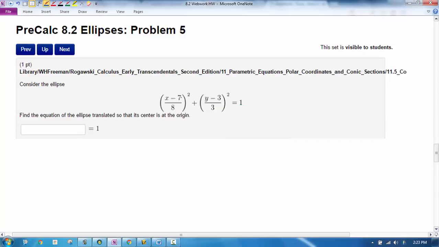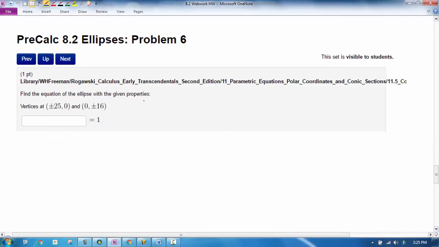Next problem is really easy because it just wants you to move this thing to the origin, so all you have to do is make these zeros. So it's going to be x squared over 8. Actually, I'm sorry, if I'm going to do this the same way, I have to keep this in parentheses. So it'd be x over 8 squared plus y over 3 squared.